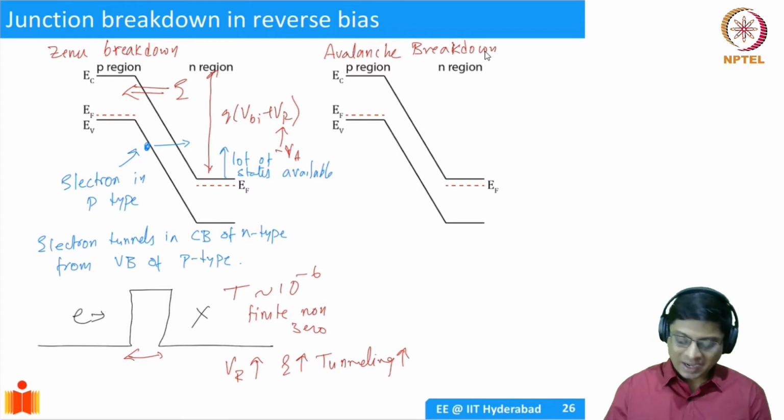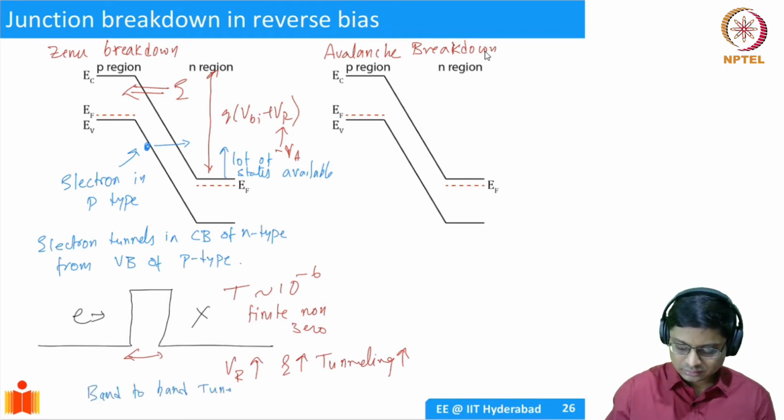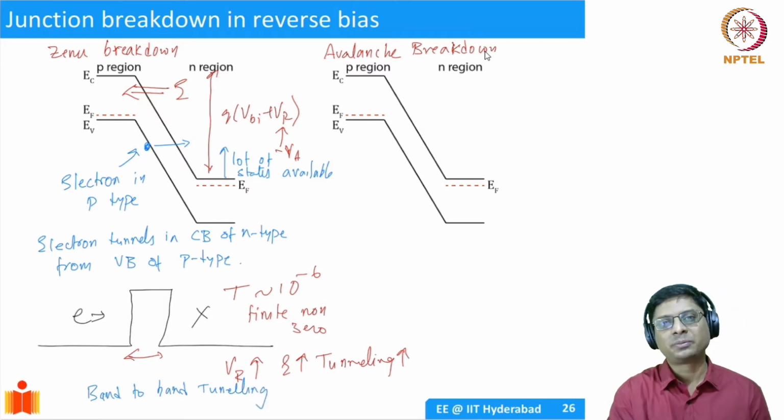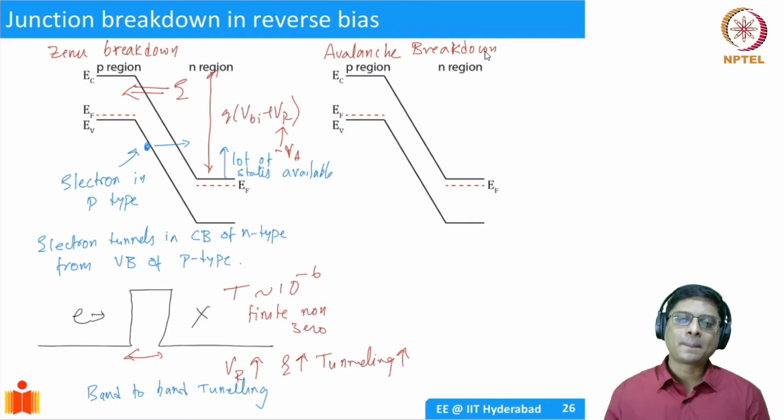So this current is called the Zener breakdown current. We also call it band-to-band tunneling, just a fancy name, essentially saying from the valence band of p-type to the conduction band of n-type. That's band-to-band tunneling. So this is Zener breakdown.